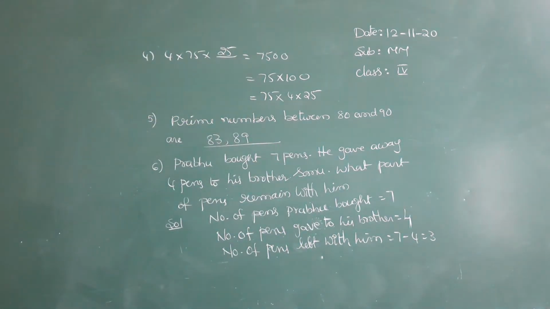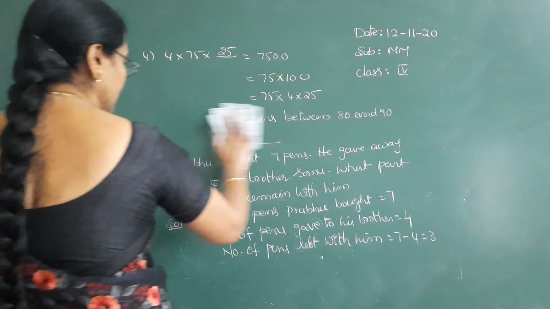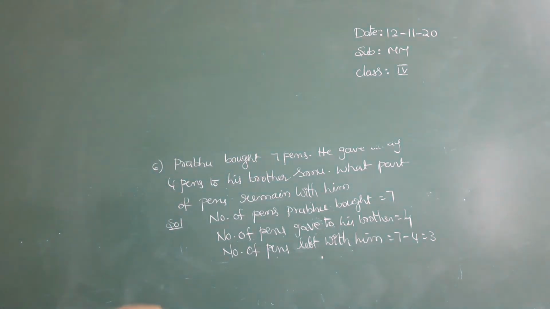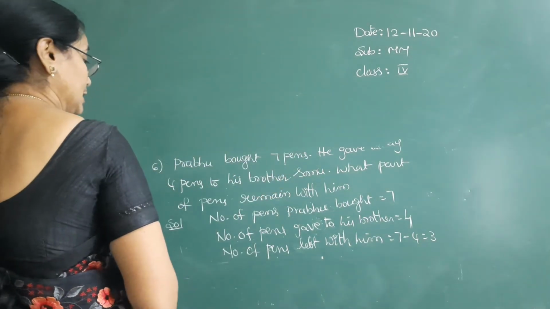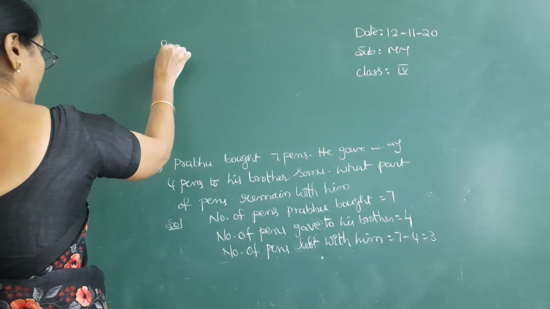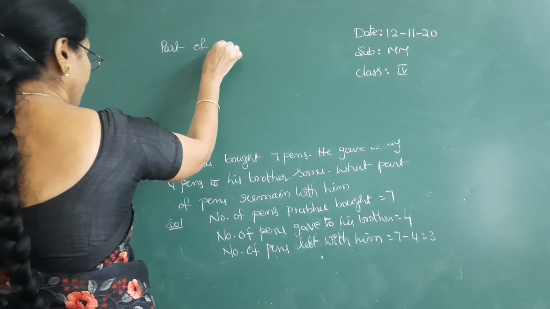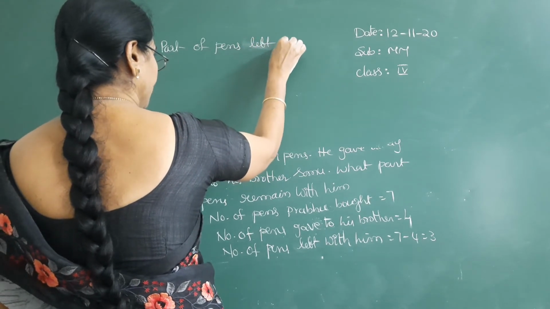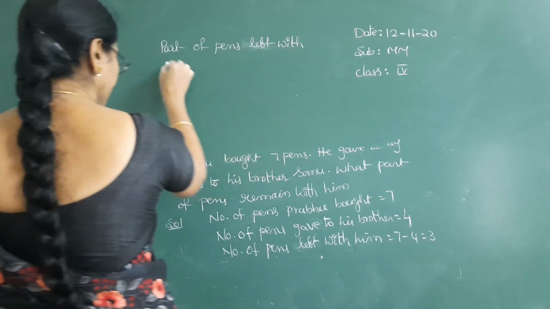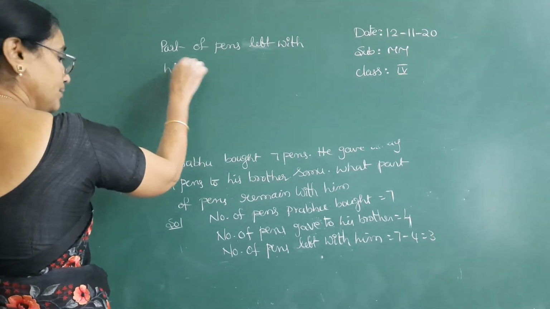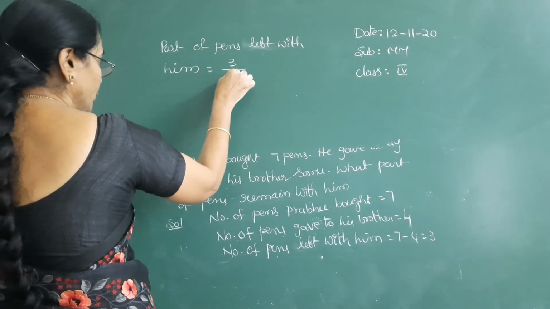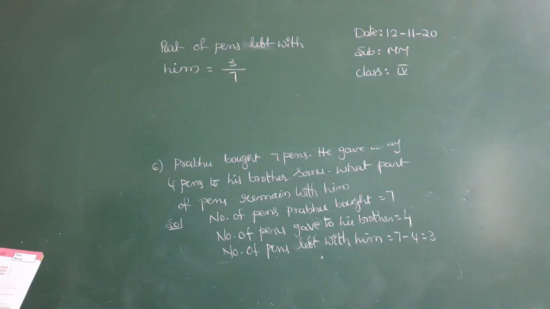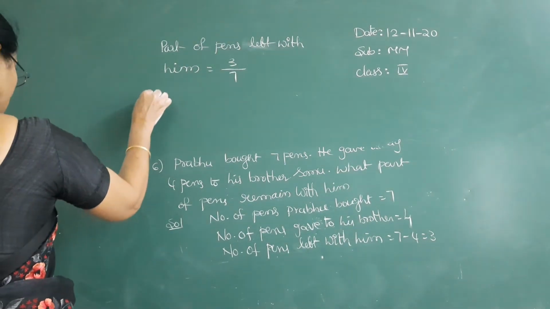They are asking what part of the pens is left with him. They are asking to write the answer as a fraction. Part of pens left with him is equal to: how many are left with him? 3. Out of how many pens? 7 pens. That is 3 by 7. See the next question, the 7th question.